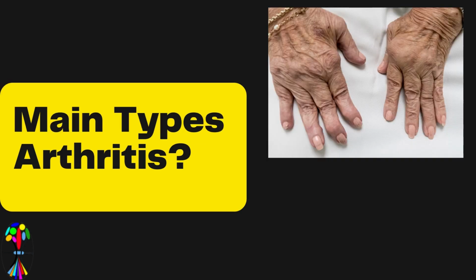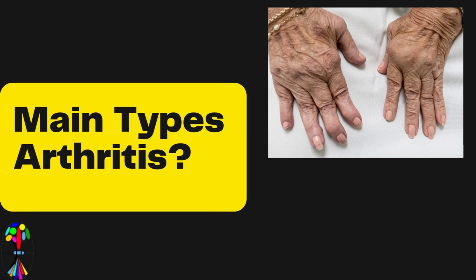There are many different types of arthritis. I'm going to discuss three main categories. The first category is osteoarthritis. Osteoarthritis is the most common type of arthritis. It occurs when the protective cartilage that cushions the ends of our bones wears down over time, causing bones to rub against each other.